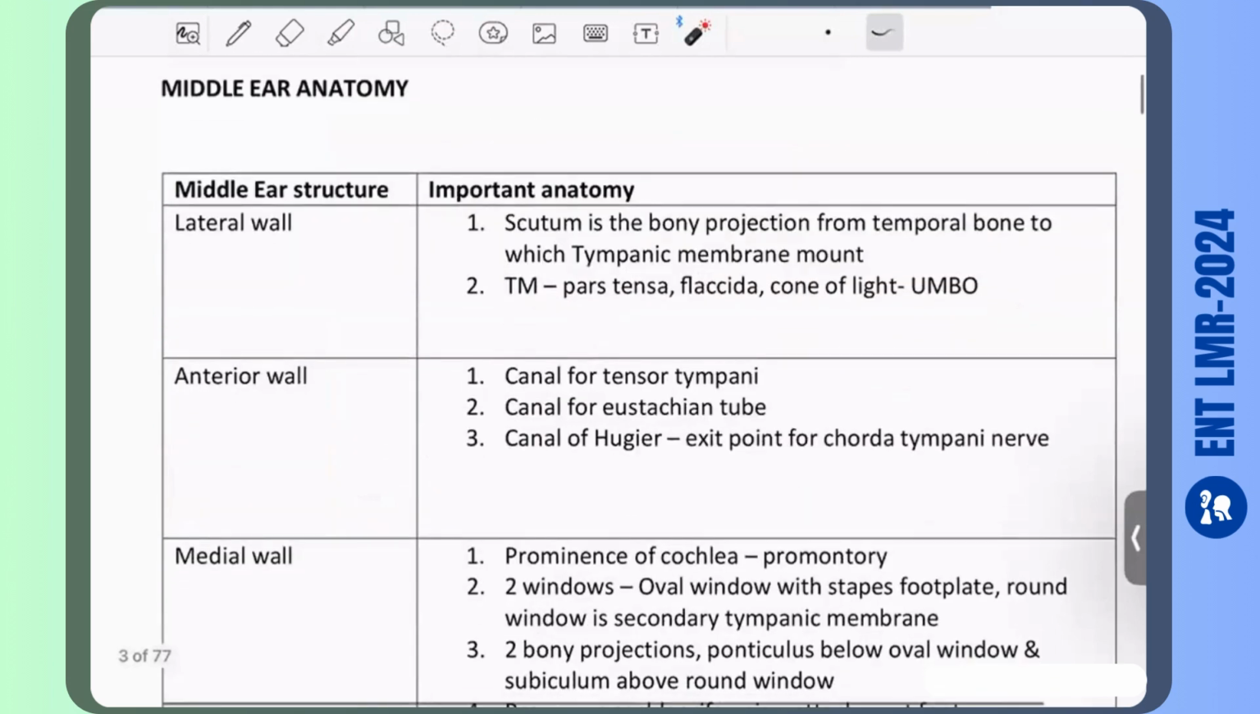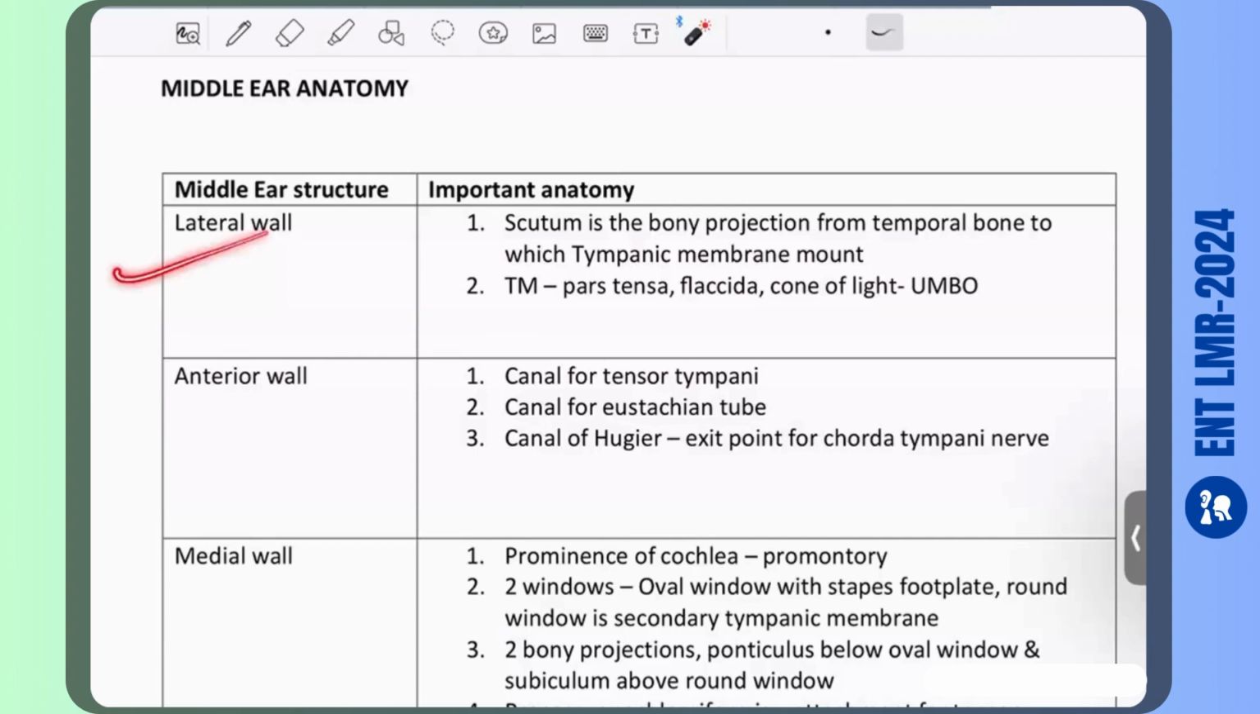Okay, let's get into important anatomy of the ear. So I've just given some important points over here. Please make a note of it. Middle ear anatomy is divided into 6 dimensions: lateral wall, medial wall, anterior wall, posterior wall, and roof and floor.